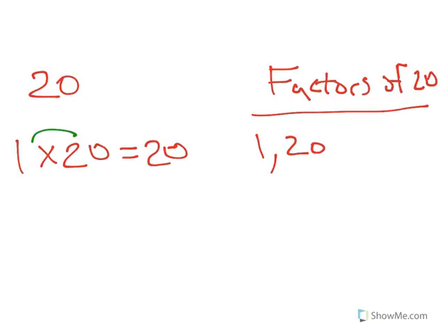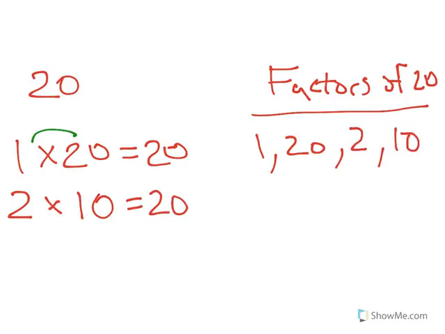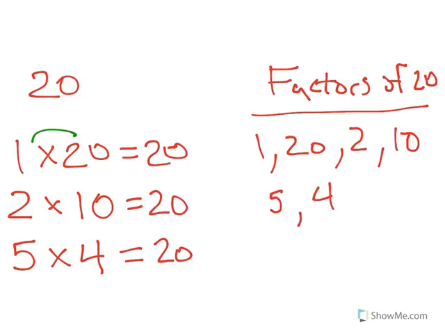And if you can think about it, there's more ways of making 20. Another way of making 20 is going to be 2 times 10, which is equal to 20. So that's going to be 2 and 10. And there's actually a third set of factors. They're going to be 5 times 4, because that equals 20 also. So if we were to list all the factors, these are all the factors of 20.